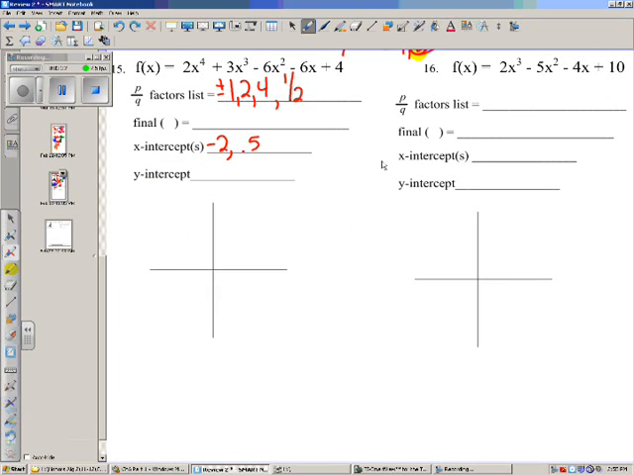So anyway, I'm going to cheat with one of them. I will start with the negative 2. So here goes the negative 2. I do have all my x's, so I'm just going to fill it in.